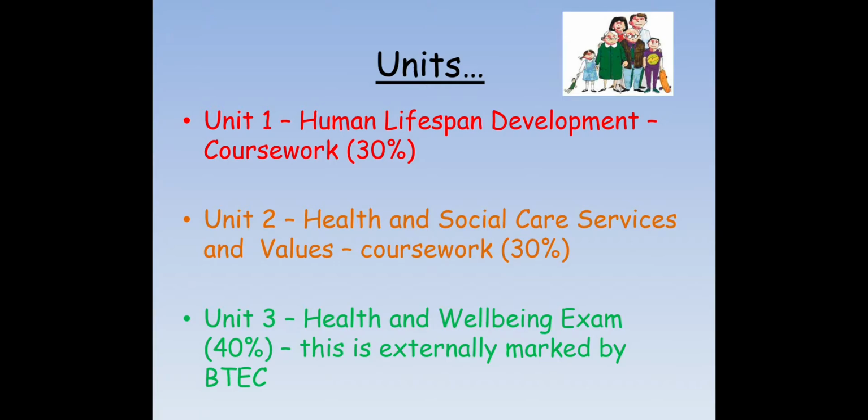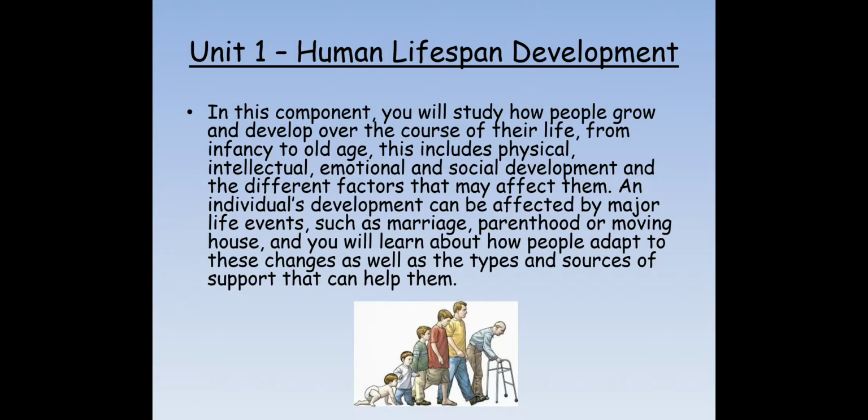So let's have a little look at the first unit. Our first unit is human lifespan development. Like I said, this is split up into 2 units. I'll just read through this section with you and then I'll explain exactly what you do. In the component, you will study how people grow and develop over the course of their life from infancy to old age. This includes physical, intellectual, emotional and social development and the different factors that may affect them.